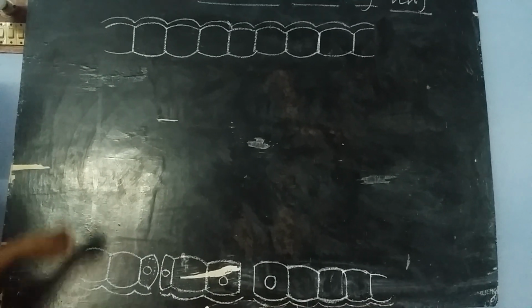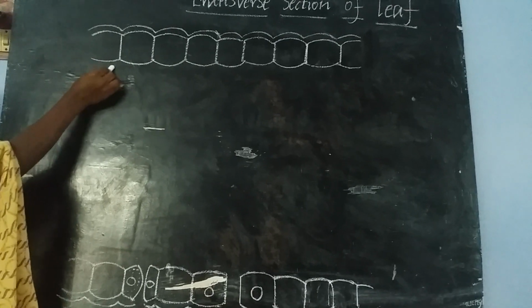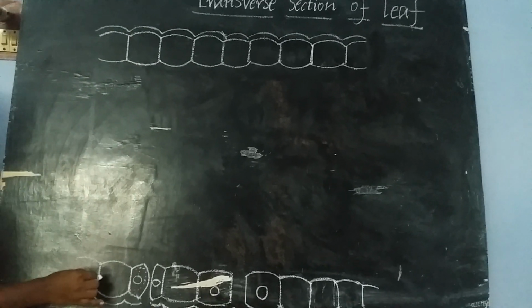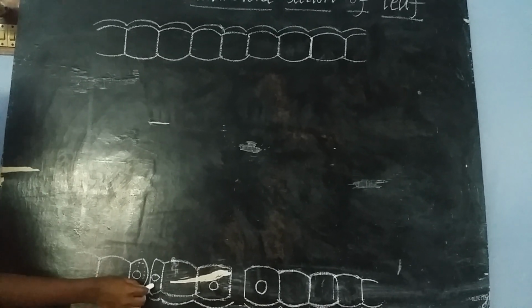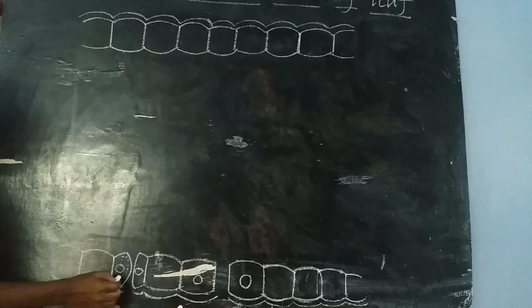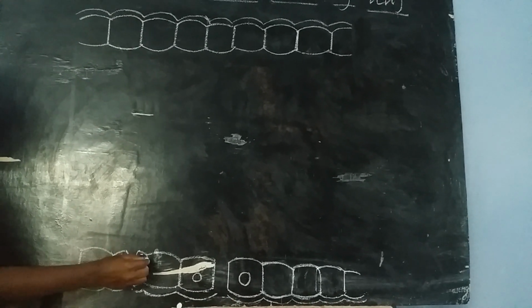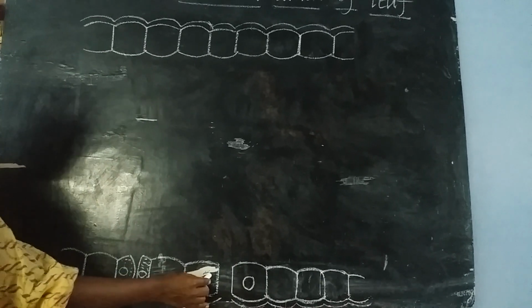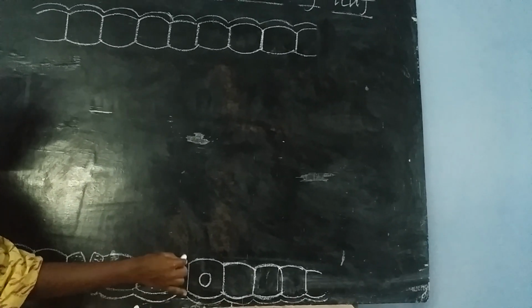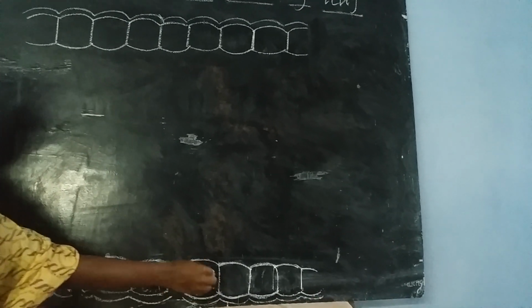Now the diagram contains the upper epidermis with cuticle and the lower epidermis with cuticle. The lower epidermis also contains guard cells which are full of chloroplast. Here we may find tiny dot-like structures. Those are chloroplast. And the space we are seeing here is the stomata.